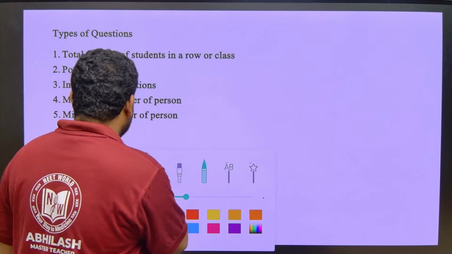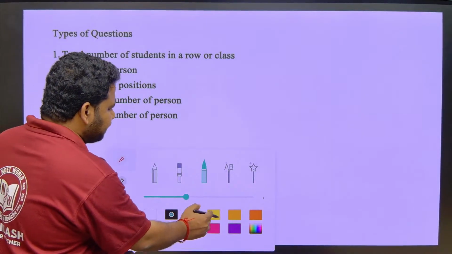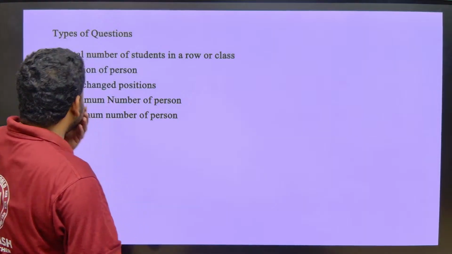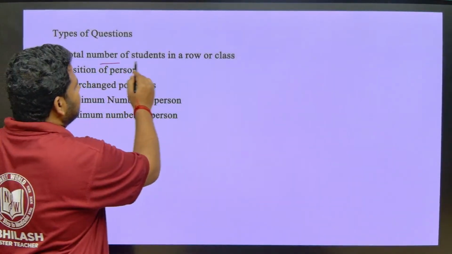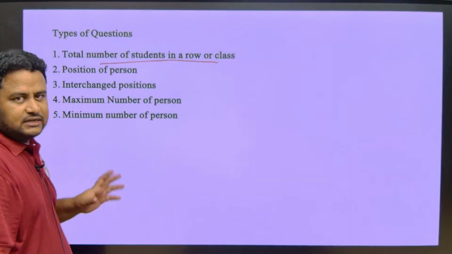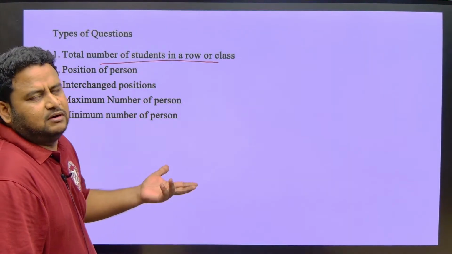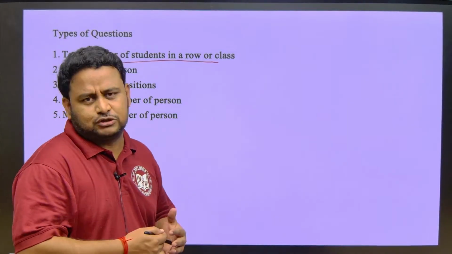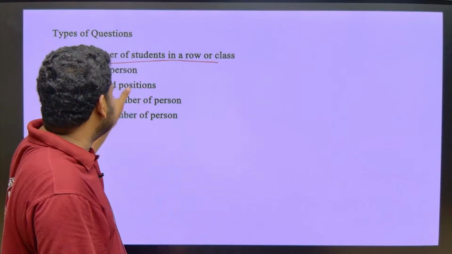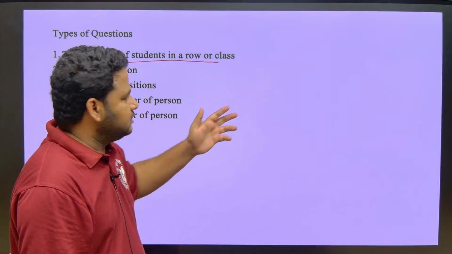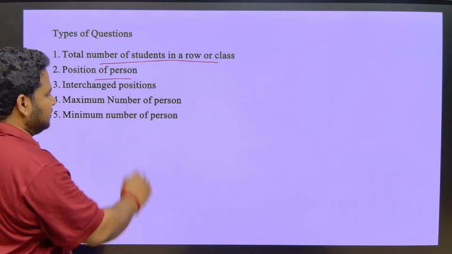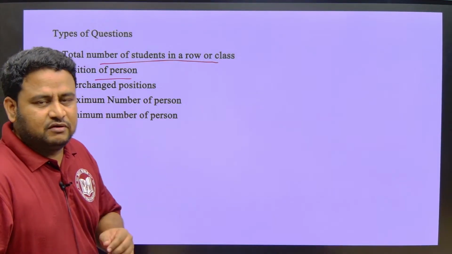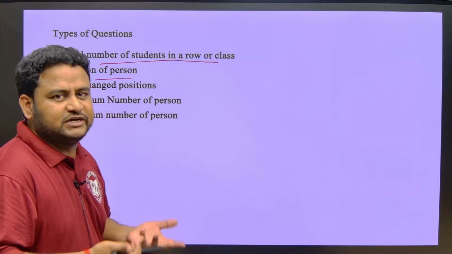First of all, the type of questions asked: first, the total number of students in a row or class. They can give some condition-based question, and based on that they can ask the total number of students in a row or a class. Then, the position of the person: from the right side, from the left side, and from the middle, what is the position?